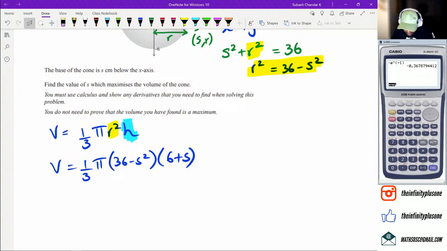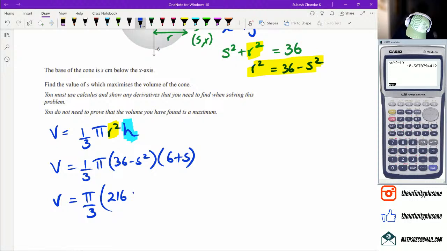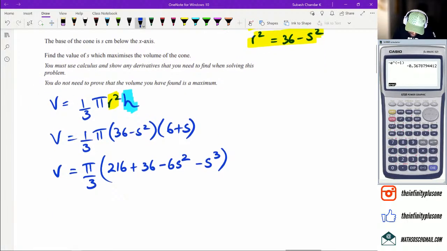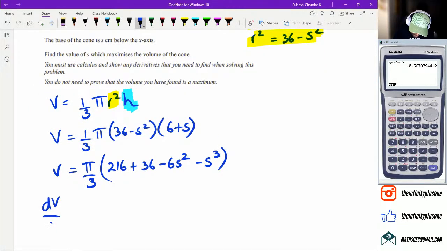So whether we like it or not, we'll have to expand the numerator. So we're going to get volume is equal to pi over 3 times 216 plus 36s minus 6s squared minus s cubed. So all I've done is expand the two brackets out, and I've got this. So at this point, I just need to differentiate this.